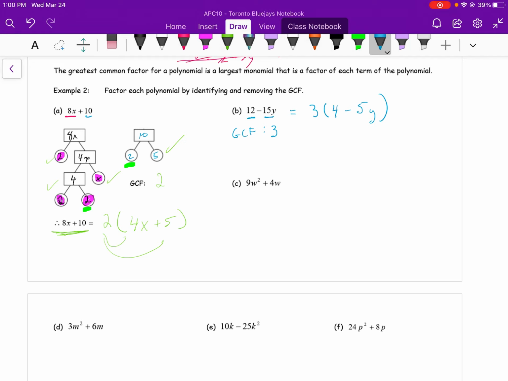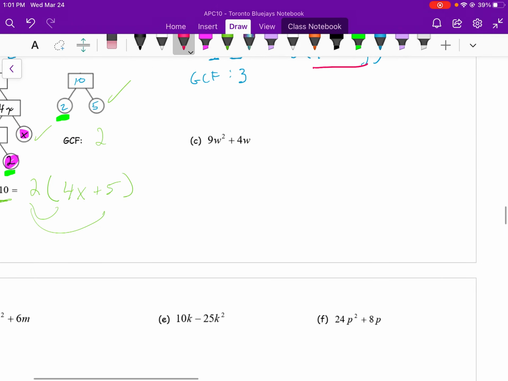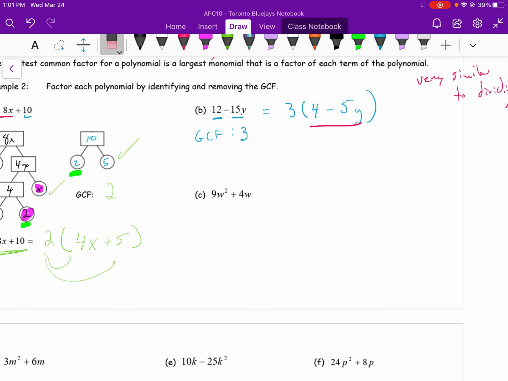Now, I'm going to give you a little bit of heads up here when factoring. Factoring out is very, very similar to dividing. So, if you're wondering how I'm getting the second term, once you have identified your greatest common factor, may I ask you 2 questions? We have a binomial. What is 12 divided by 3? 4. What is negative 15y divided by 3? Negative 5y. There we have it.